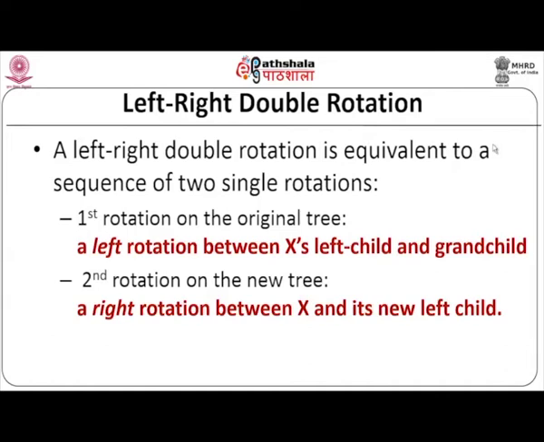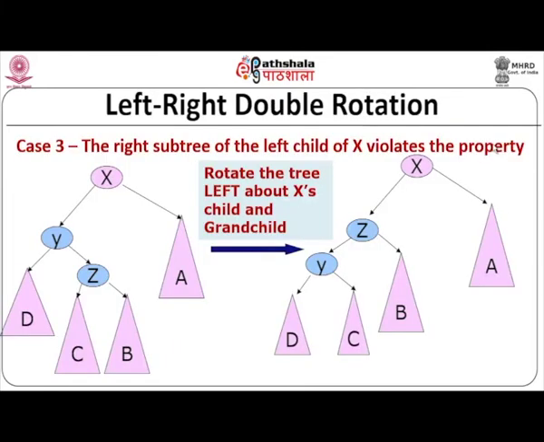So, the first rotation of the original tree, a left rotation between x's left child and the grandchild, and second rotation of the new tree, a right rotation between x and its new left child. You will understand this better when we take an example. We are talking about left right rotation. The right subtree of a left child of x violates the property. So, if you look at this, x's left child, okay, is y, y's right child violates the property. So, when that happens, then you have a left right rotation. Please note that right subtree left means you are doing a left right.